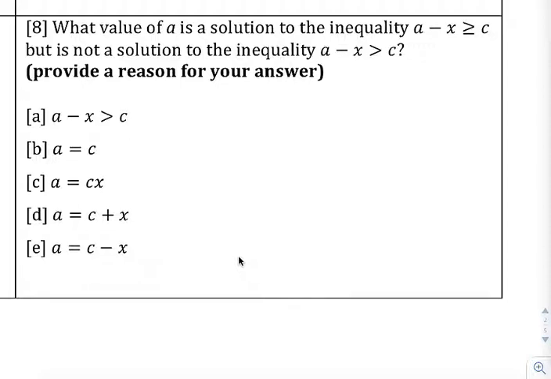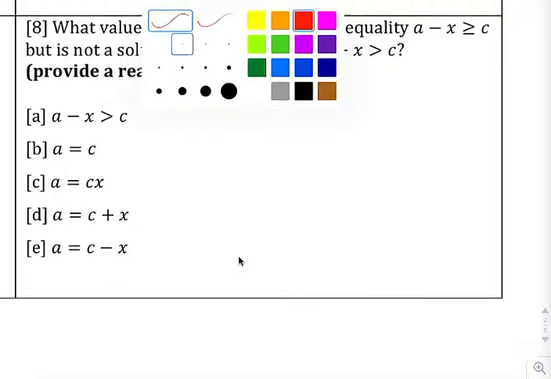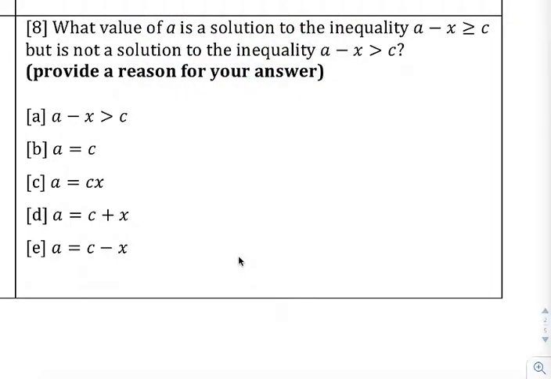All right, so last problem of this homework. What value of a is a solution to the inequality a minus x is greater than or equal to c, but is not a solution to the inequality a minus x is greater than c? Okay, this one has all variables defined. It's not going to help to solve numbers or substitute numbers. We just have to do some hard analysis.